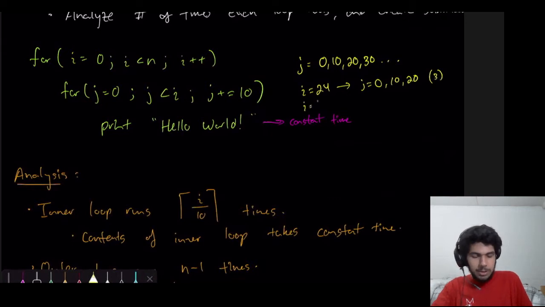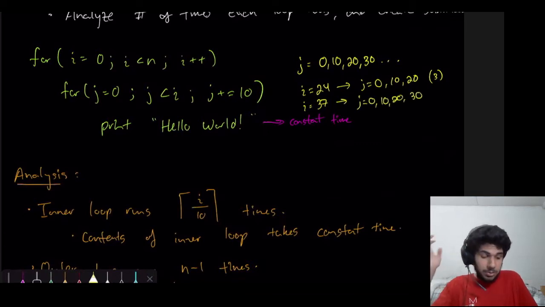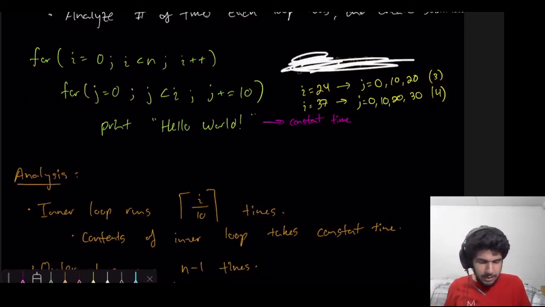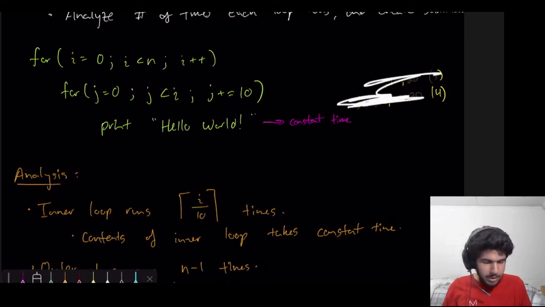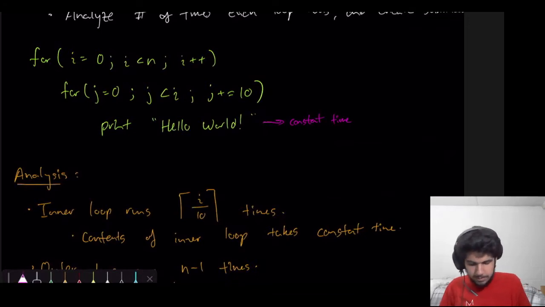What if i is equal to like 37? Then again, j equals 0, 10, 20, 30, and then it stops there. So it runs 4 times. So we can see that we're taking i, dividing it by 10, and if we take the ceiling of it, that tells us how many times the inner loop will run. Let me just get rid of some of this here. This is probably not the best way to do it, but it's all right. We're just going to notate on the side how many times it runs. So this runs ceiling of i over 10 times.